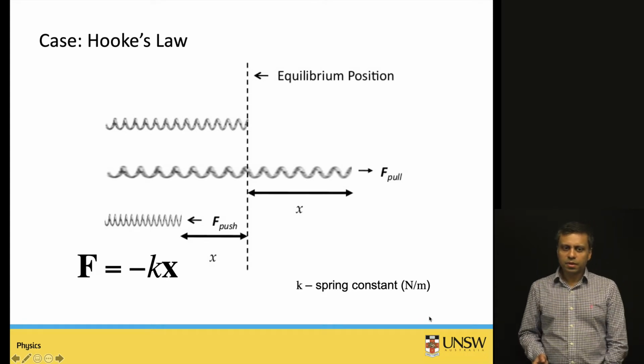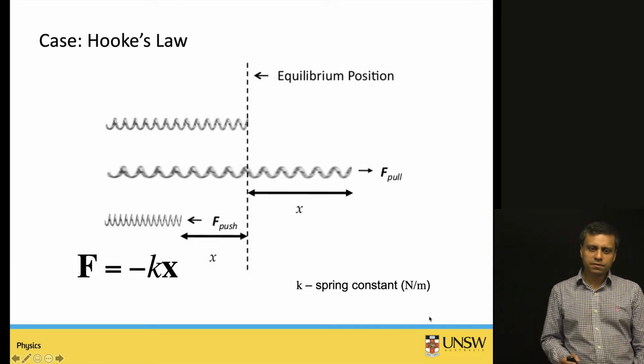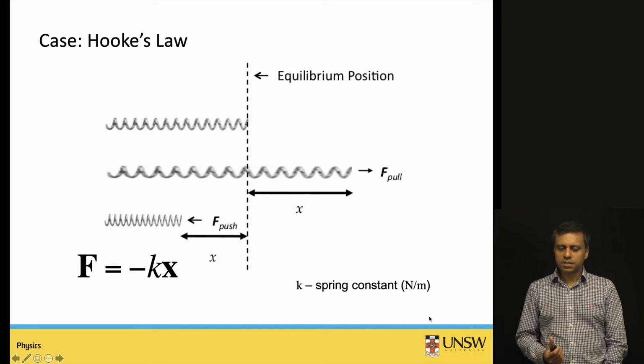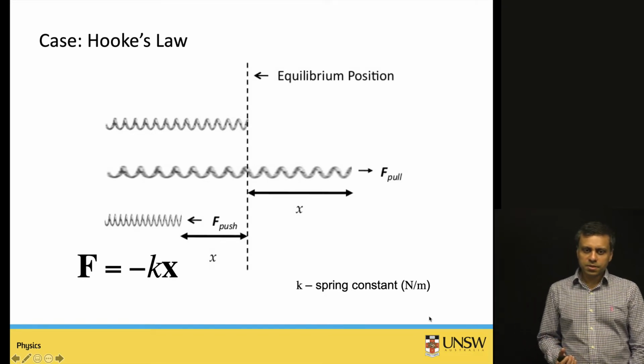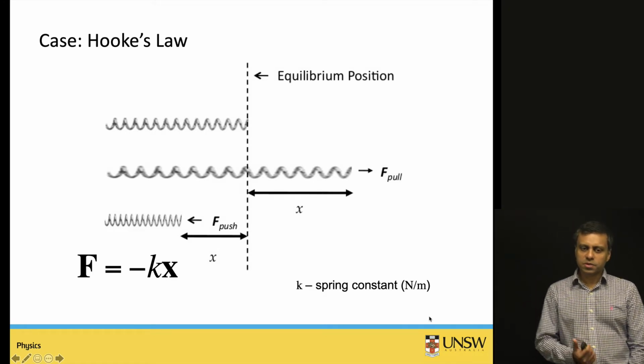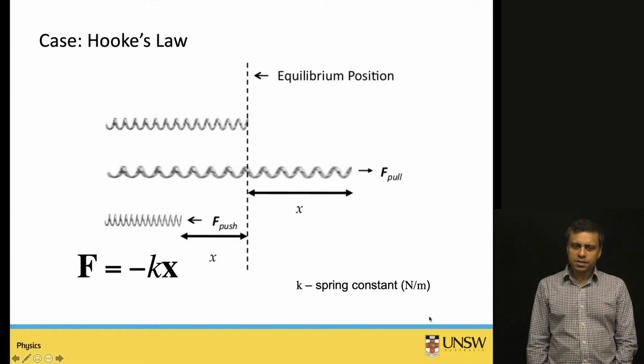Then if I compress the spring by pushing it to the left, the spring tries to push the object back to the right. Because the displacement is negative in this case, the force is acting in the positive direction. So we see that the force here always acts opposite to the displacement.